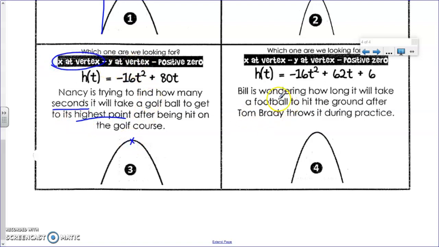X at the vertex. Bill is wondering how long, talking about time, it will take a football to hit the ground. So that's at 0. So our positive 0. Reach out if you have questions.